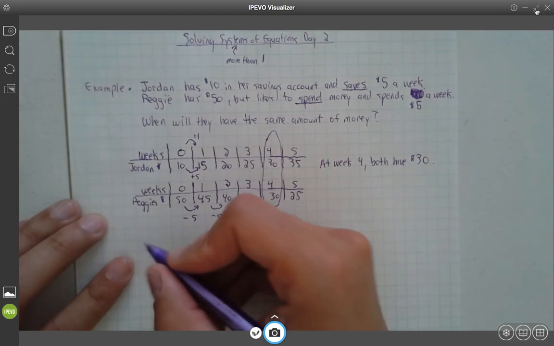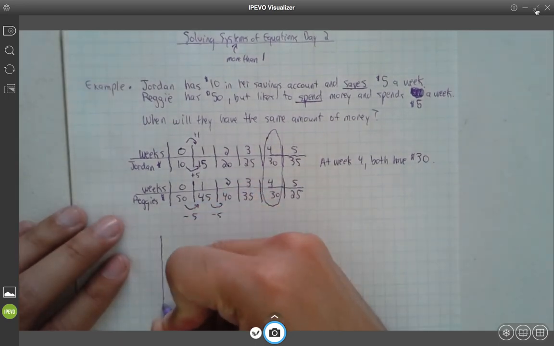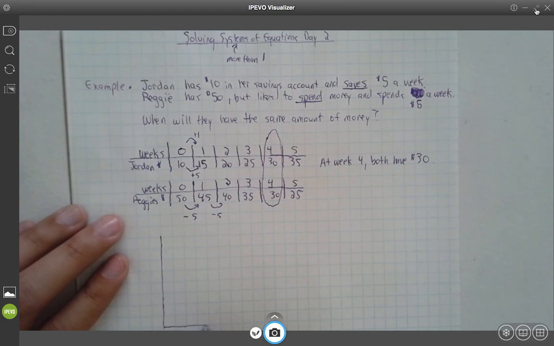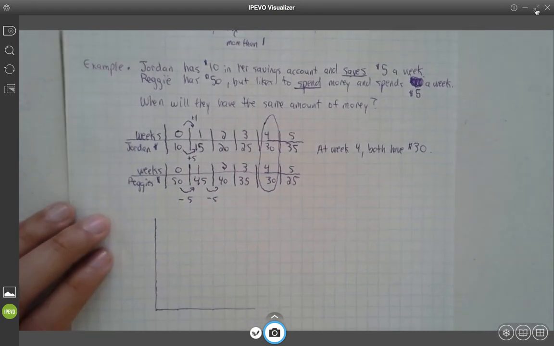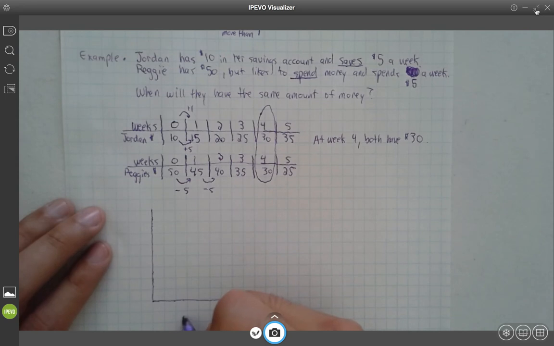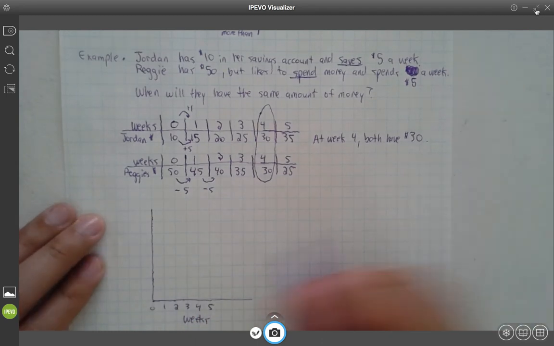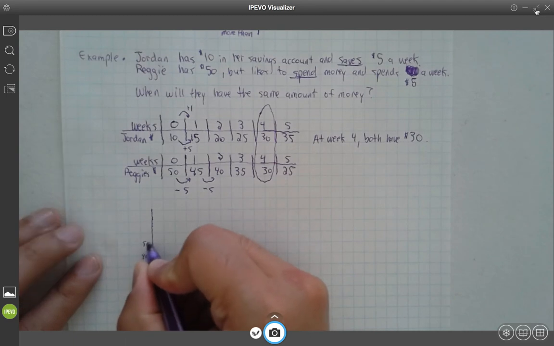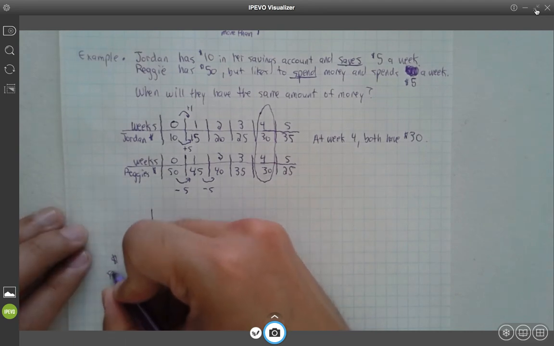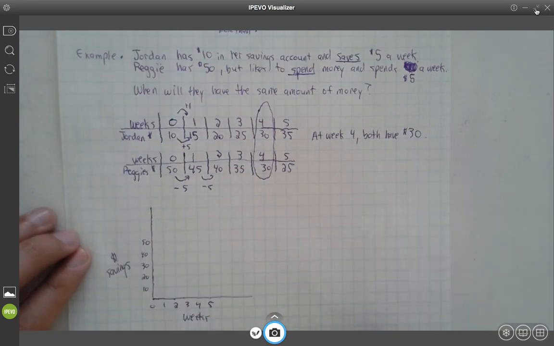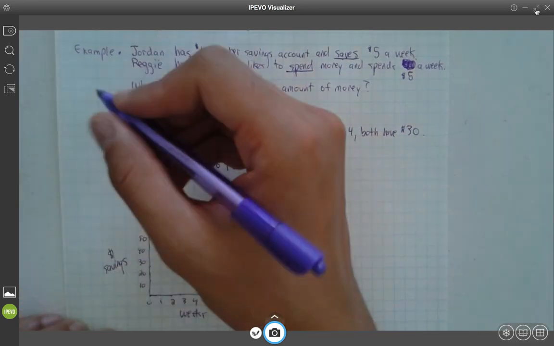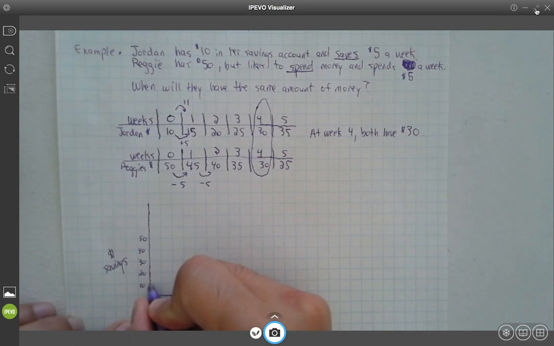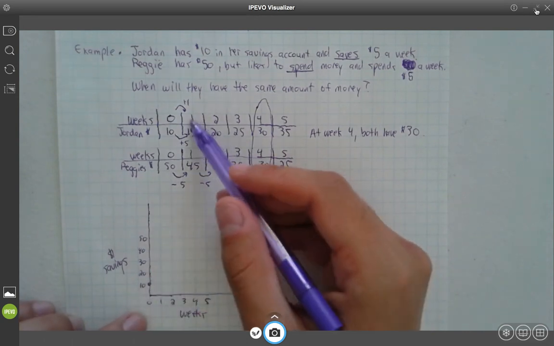Now, a second approach is if we did a graph here, we should get the same answer. And it's good to just recognize this from different representations. So I'll do down here weeks, and we'll go 0 to 5 because we know that's all we need here. And then I'm going to go by 10, 20, 30, 40, 50 to represent the savings.